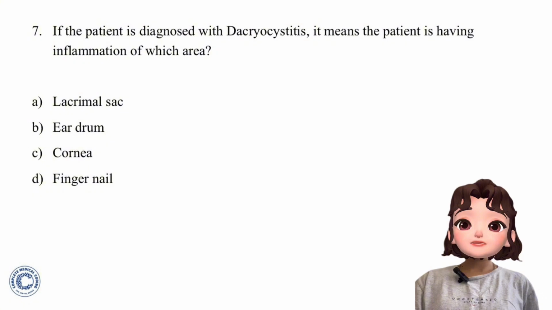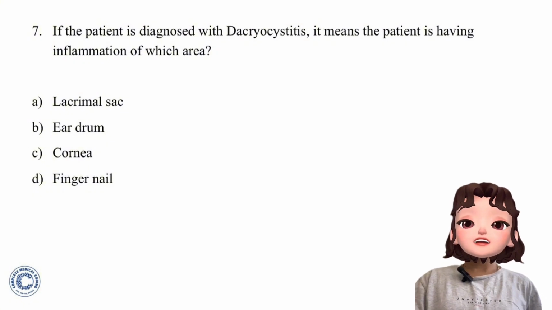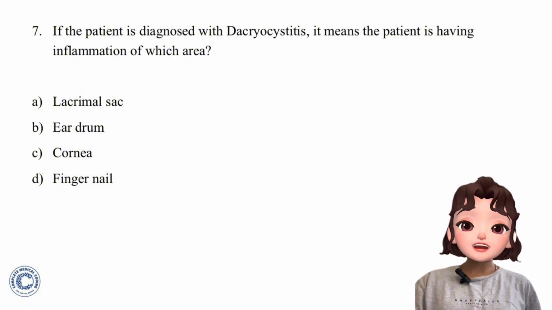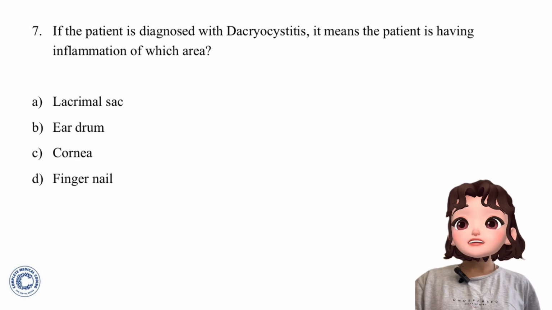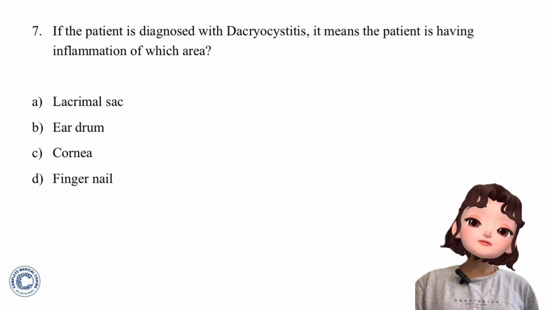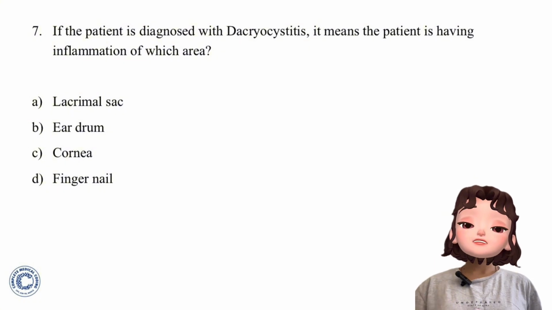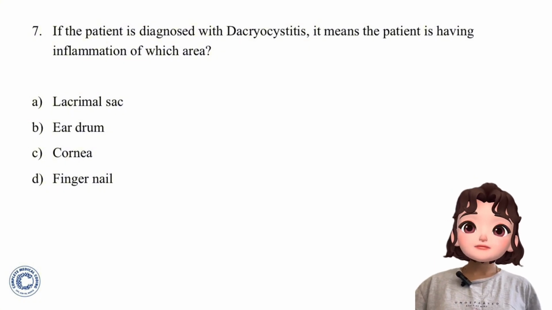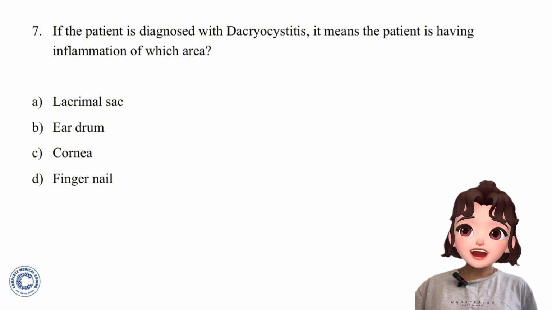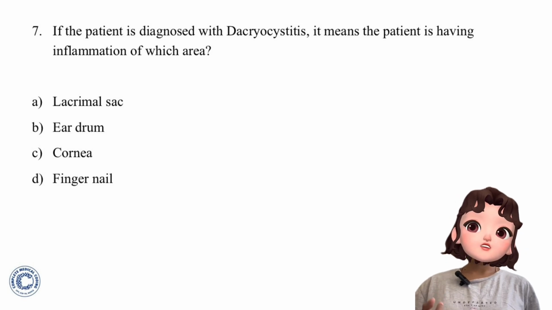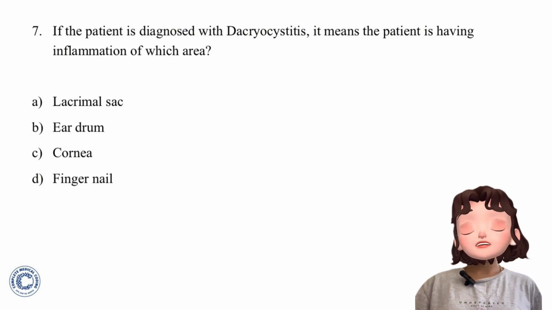Moving to the 7th question. If the patient is diagnosed with dacryocystitis, it means the patient has inflammation of which area? So basically the question is, what do you mean by dacryocystitis? Dacryocystitis, itis means inflammation. So what does dacryocystitis mean?